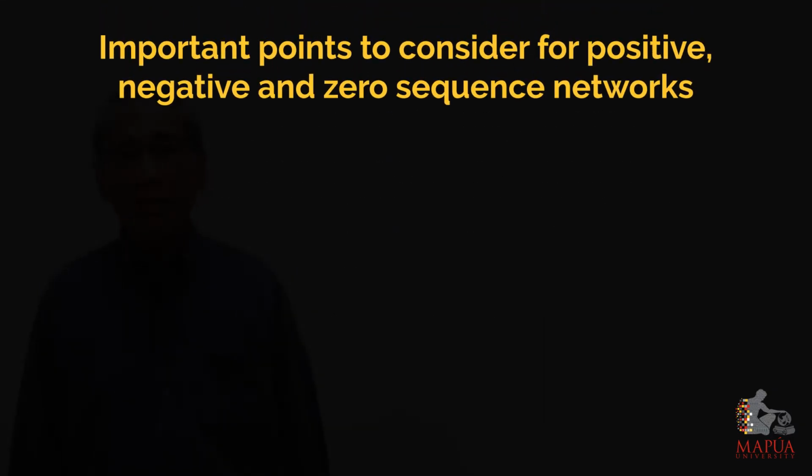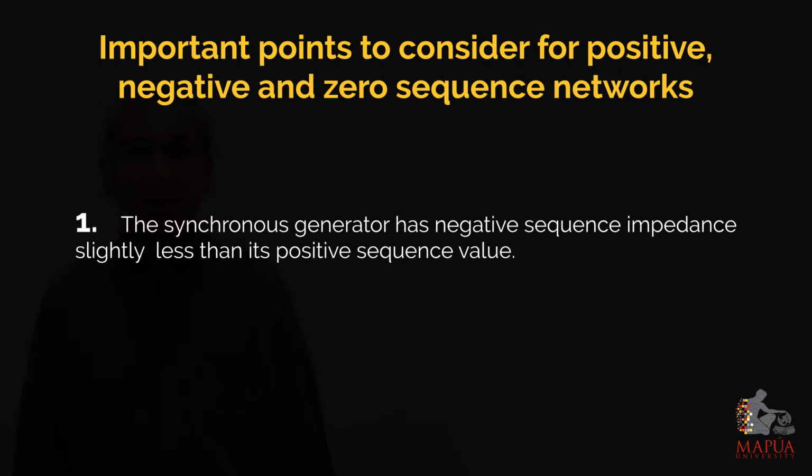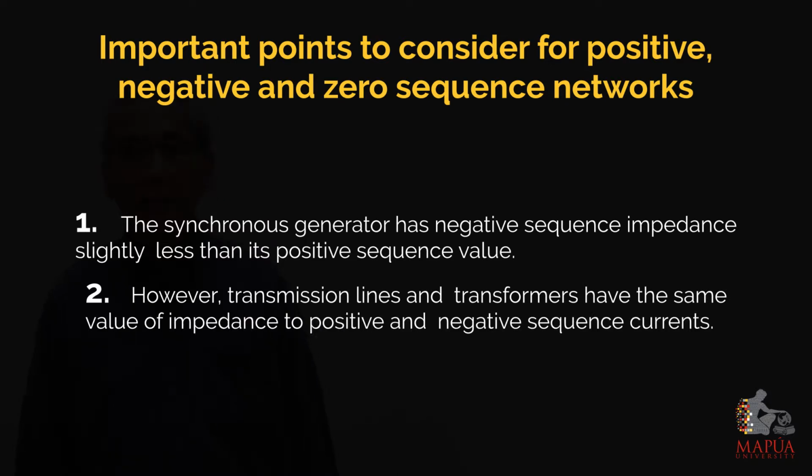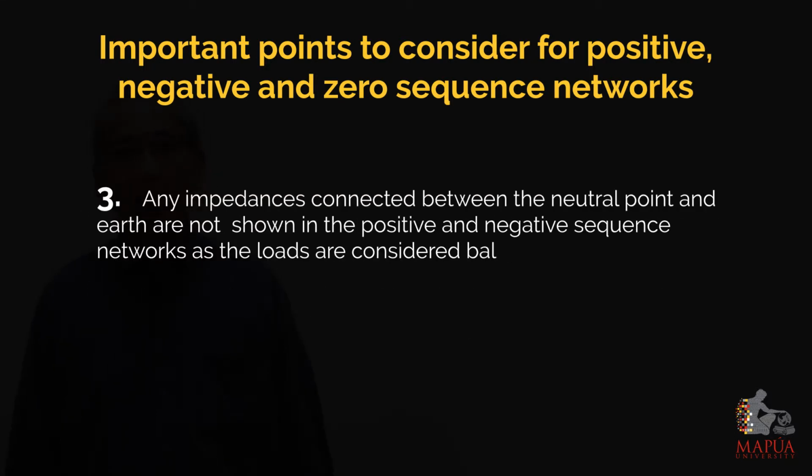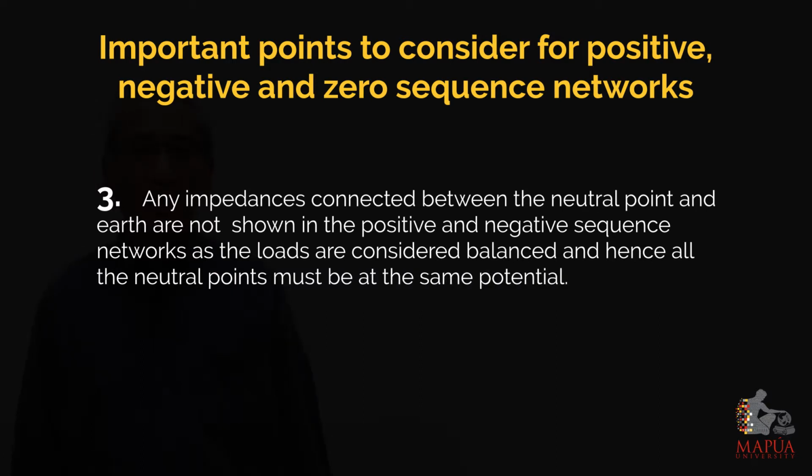Now, let us consider some important points for positive, negative, and zero sequence networks. First, the synchronous generator has negative sequence impedance slightly less than its positive sequence value. Second, however, transmission lines and transformers have the same value of impedance to positive and negative sequence currents. Third, any impedances connected between the neutral point and earth are not shown in the positive and negative sequence networks as the loads are considered balanced and hence all the neutral points must be at the same potential.